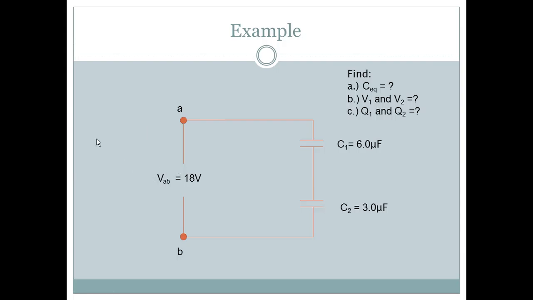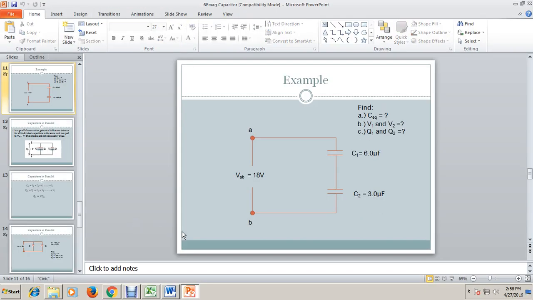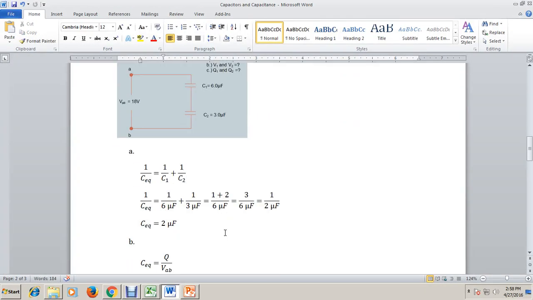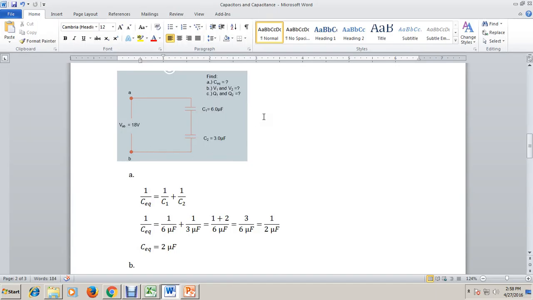Okay, so for the solution, we look at this document. So we have the same problem that appears in our PowerPoint presentation. So we proceed with answering letter A. Okay, so again, to compute the equivalent capacitance, we have the equation 1 over C equivalent equal to 1 over C sub 1 plus 1 over C sub 2.